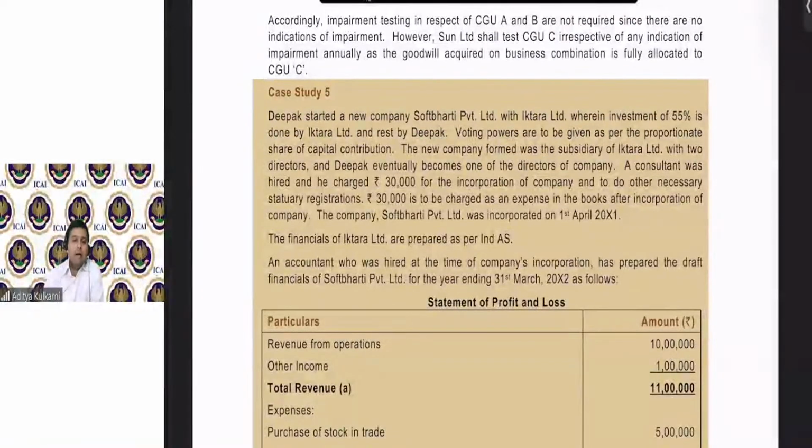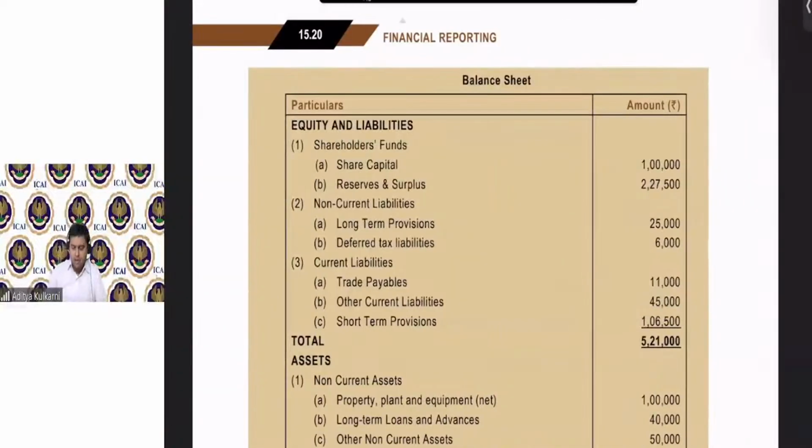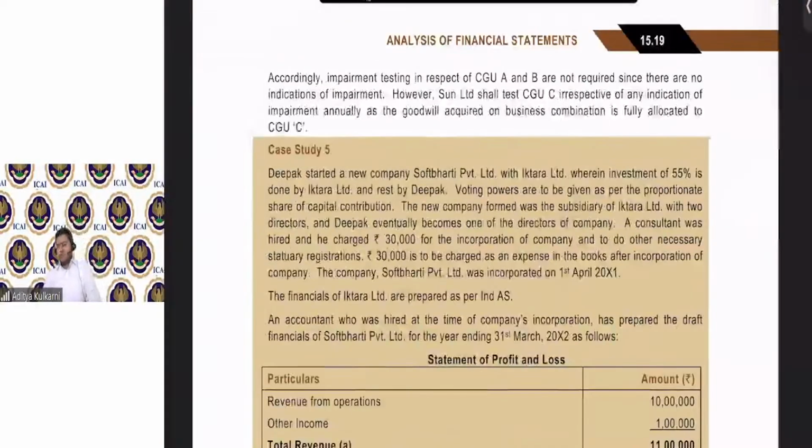All right. So now coming to the questions. We have a couple of case studies, and we will do these case studies. There are a couple of questions also. So basically, when we talk about analysis of financial statements, largely it is a chapter that is a culmination of what all you have studied.